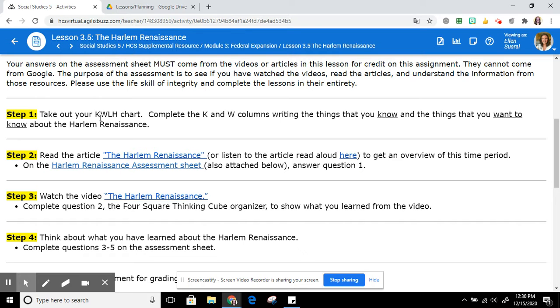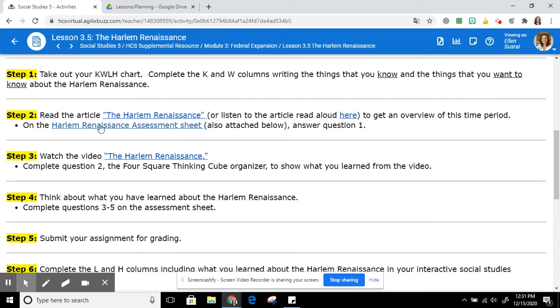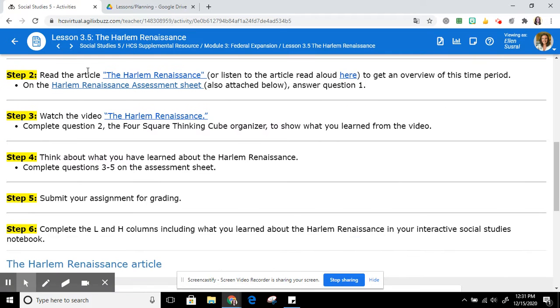So for step 1, you're going to complete the K and the W columns by writing the things that you know and the things that you want to know about the Harlem Renaissance. So at the beginning here, you're going to do the K and the W of your KWLH chart. Step 2, you're going to read the article, The Harlem Renaissance, or listen to the article read aloud, and you can click to hear it being read by clicking on this link to get an overview of the time period.